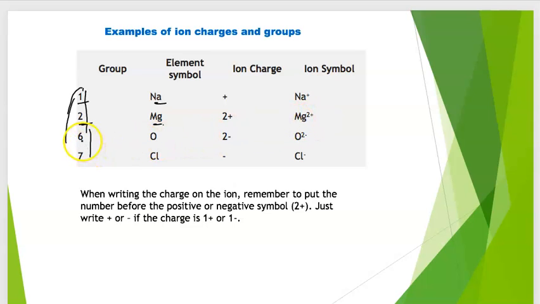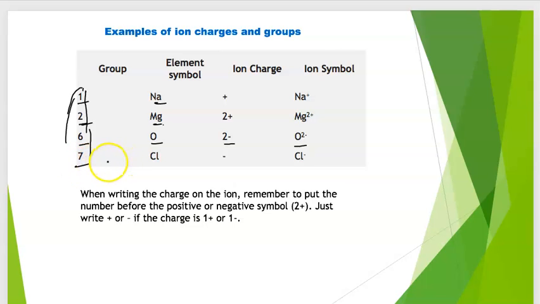And if we go down, we have group 6. An example is oxygen. Oxygen will take 2 electrons normally to complete its outer shell, so it will be -2, and that will be the symbol of the oxygen ion or oxide ion. Now the next one is group 7.